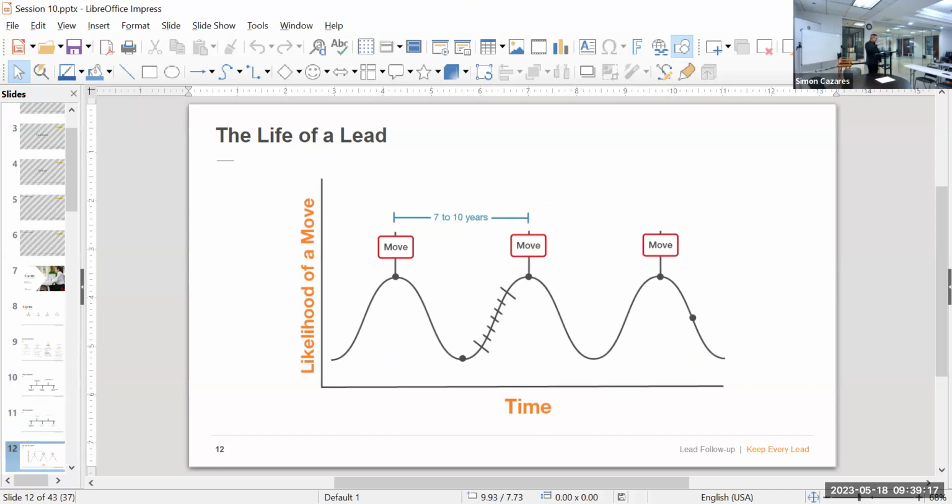In our entire database of all our contacts, this is what happens. So when we get a lead here at an open house and they say, I'm going to buy in the next 3 months or 6 months, the lead is actually on the move, going up. After they buy the house, what happens? It comes down, right?